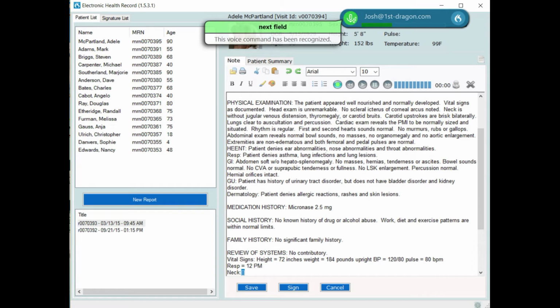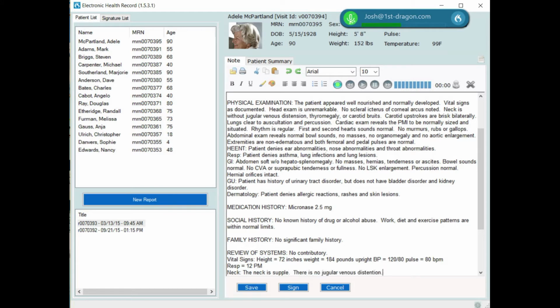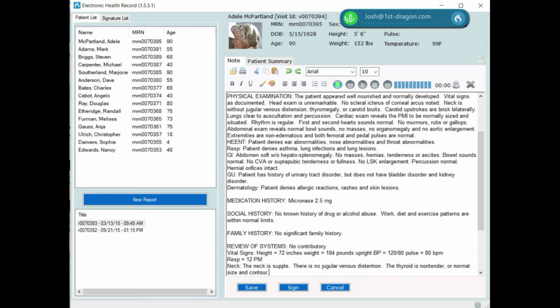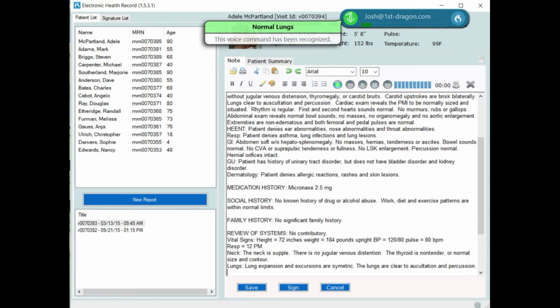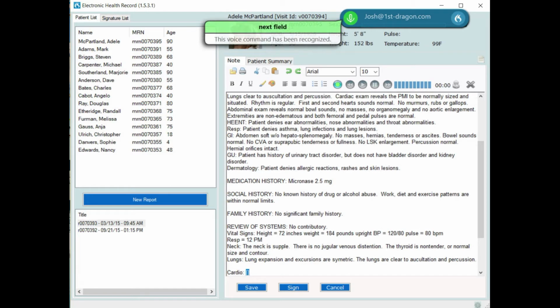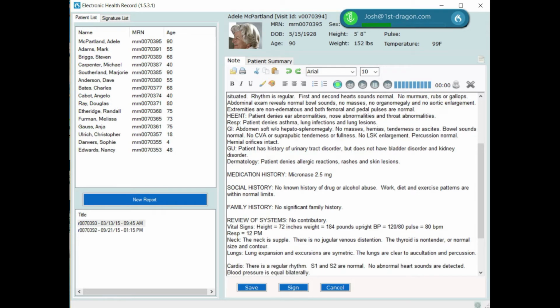The neck is supple, period. There is no jugular venous distension, period. The thyroid is non-tender, of normal size and contour, period. Next field. Normal lungs. Next field. There's a regular rhythm, period. S1 and S2 are normal, period. No abnormal heart sounds are detected, period. Blood pressure is equal bilaterally, period. Next field.